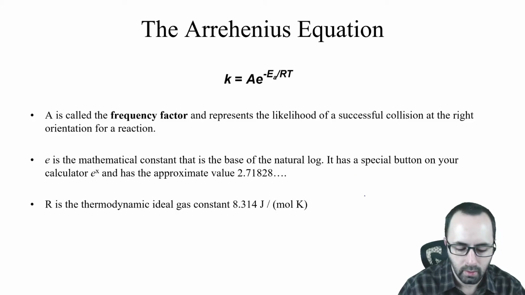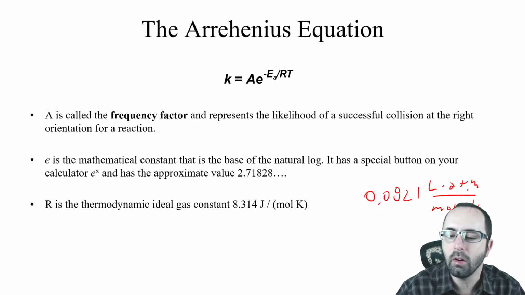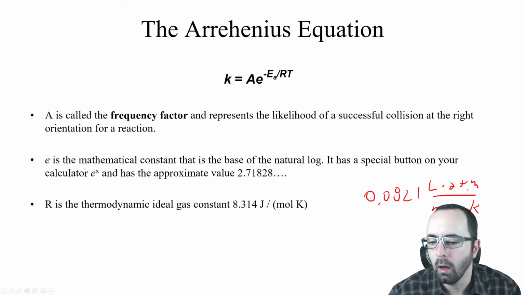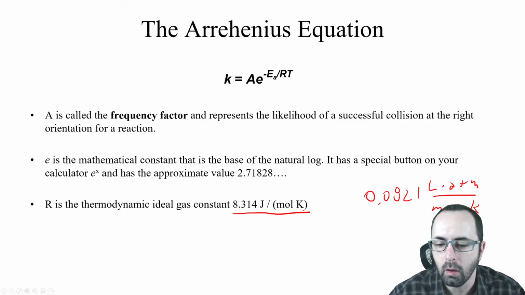This one, 0.0821 liters times atmospheres over moles times Kelvin. These are actually the same constant, but this one is expressed in joules instead, and this is going to be the one you want to use for our discussions here. If you forget which one to use, just think about your units, and I'll show you how to think about this as we do the problems.